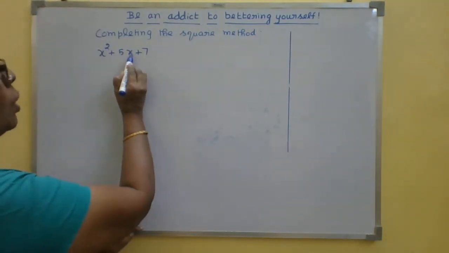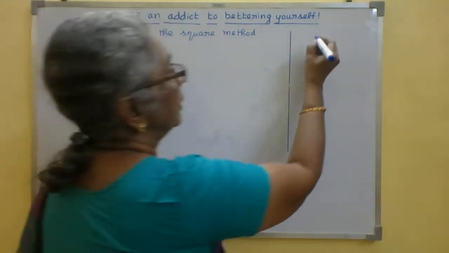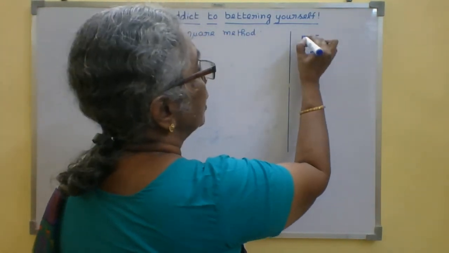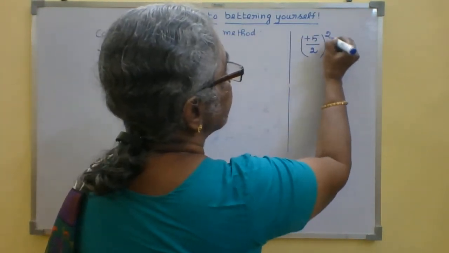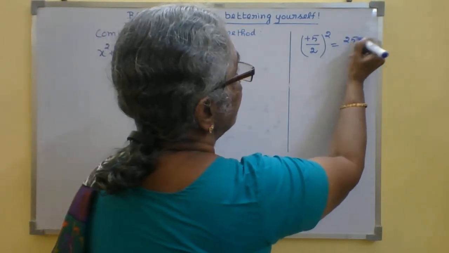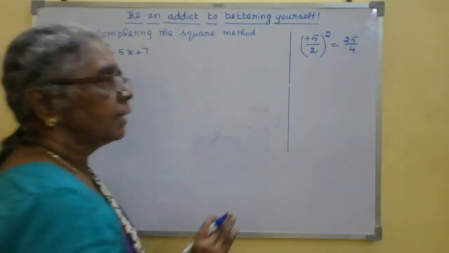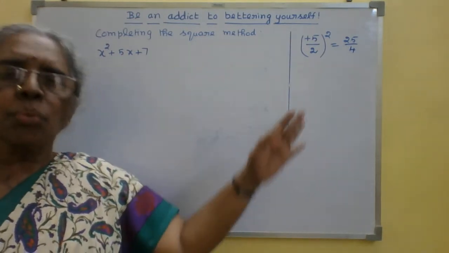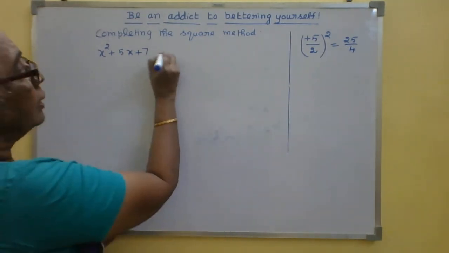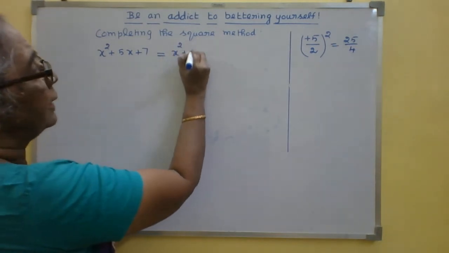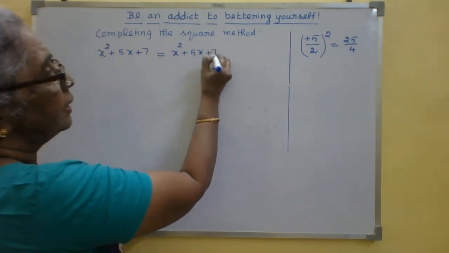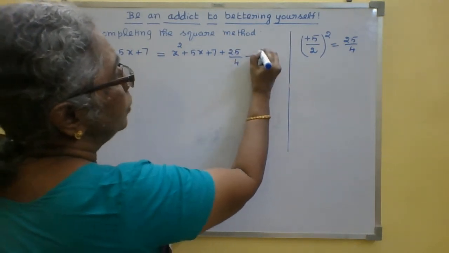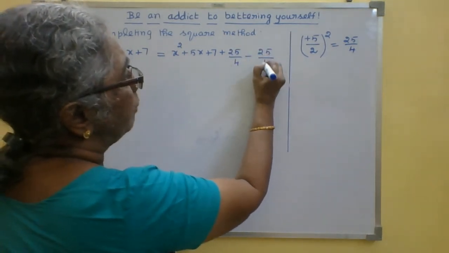Now first see what is the coefficient of x here. That is plus 5. Okay, divide that by 2. Then you square this. Now you are going to get 25 by 4, right? So you take the coefficient of x, divide by 2, square it. Now this expression you write as it is without any change. You add 25 by 4 and you subtract 25 by 4.